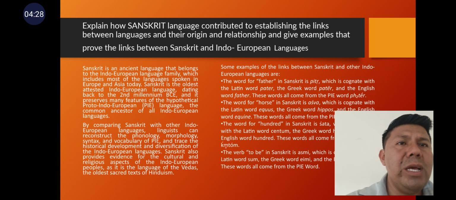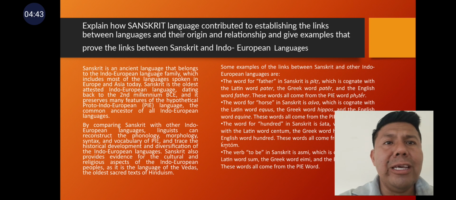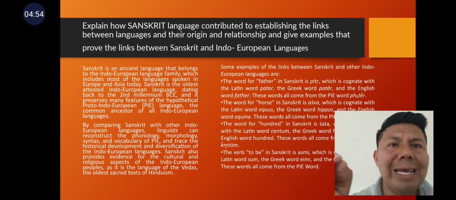The next slide explains how the Sanskrit language contributed to establishing the links between languages and their origins and relationships, and gives examples that prove the link between Sanskrit and the Indo-European languages. Sanskrit is an ancient language that belongs to the Indo-European language family, which includes most of the languages spoken in Europe and Asia today. Sanskrit is the oldest attested Indo-European language, dating back to the second millennium BCE.